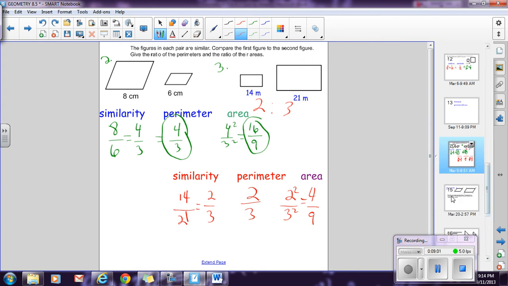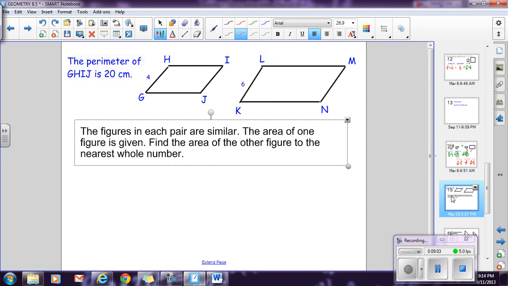Okay, moving on to the next problem. It says here, this is an example. Now, this is an example of some of the problems that we're going to come up against. So it says here the perimeter of GHIJ, so of this parallelogram, is 20 centimeters. Now, it says the figures in each pair are similar. The perimeter of one figure is given. Find the perimeter of the other figure to the nearest whole number.